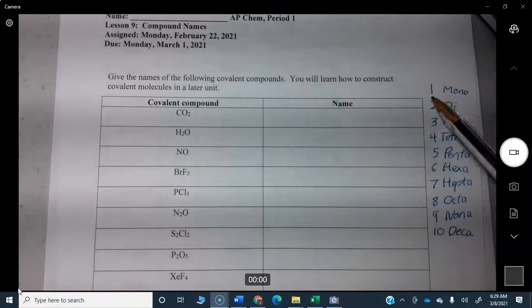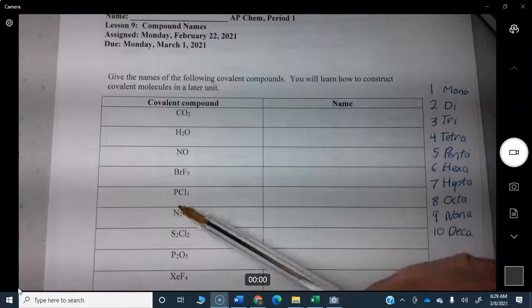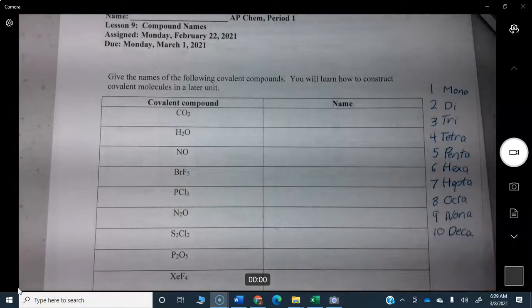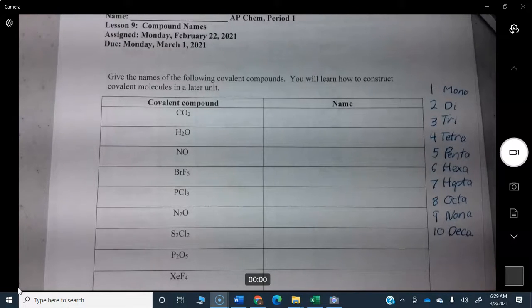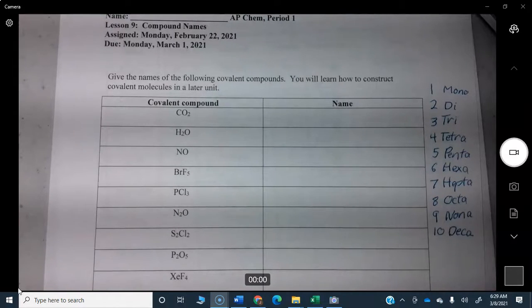The exception is you don't put mono in front of the first element. That's because so many times there is just one of the first element listed that it's just kind of pointless to do that. So you don't use mono in front of the first element, but everything else you use depending on how many of each element there are in this compound. Okay, so let's go ahead.